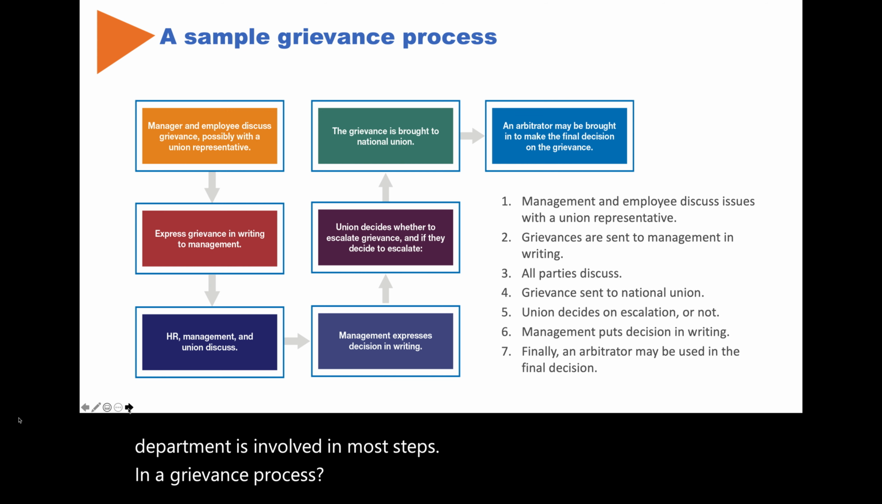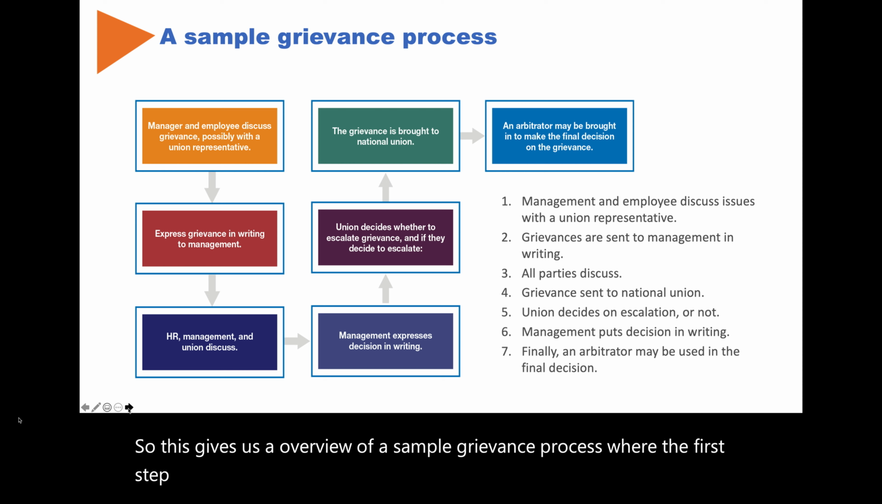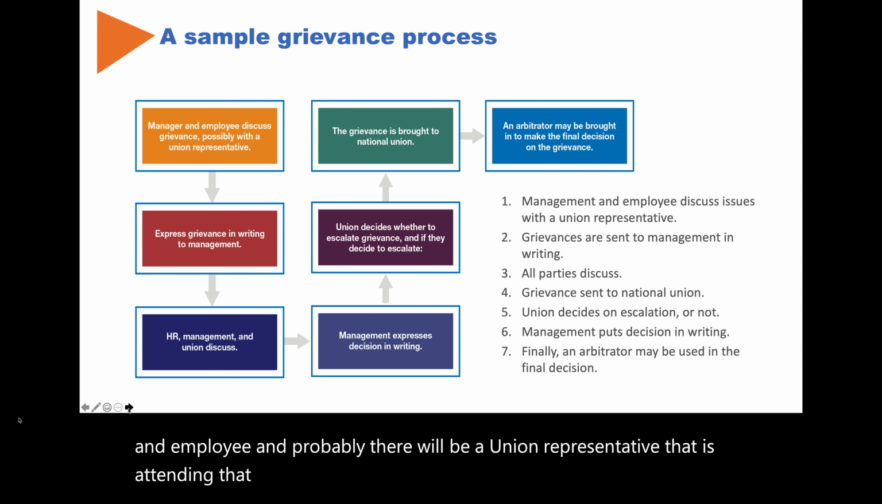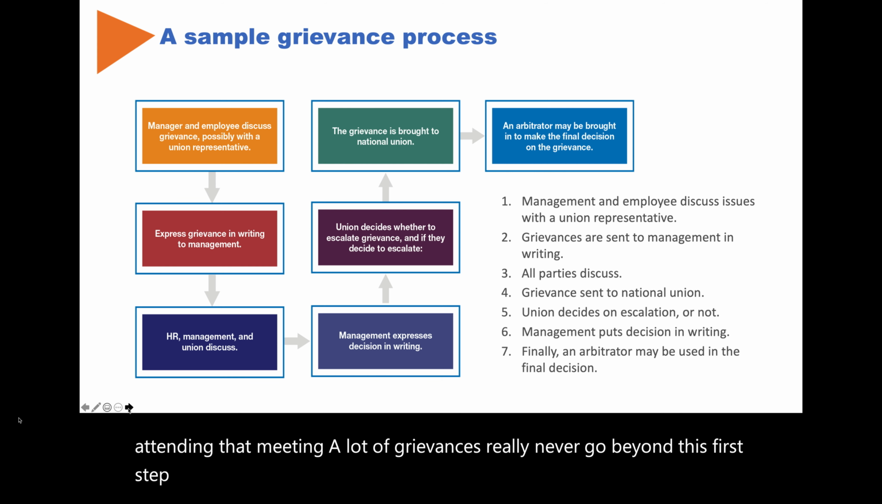So this gives us an overview of a sample grievance process, where the first step is typically to have an informal conversation with the manager and the employee, and probably there will be a union representative attending that meeting. A lot of grievances really never go beyond this first step because the complaint often can be a result of a misunderstanding or a miscommunication, etc.